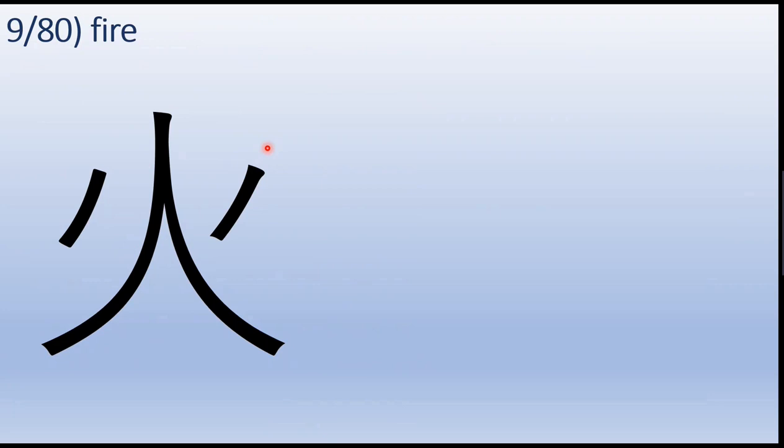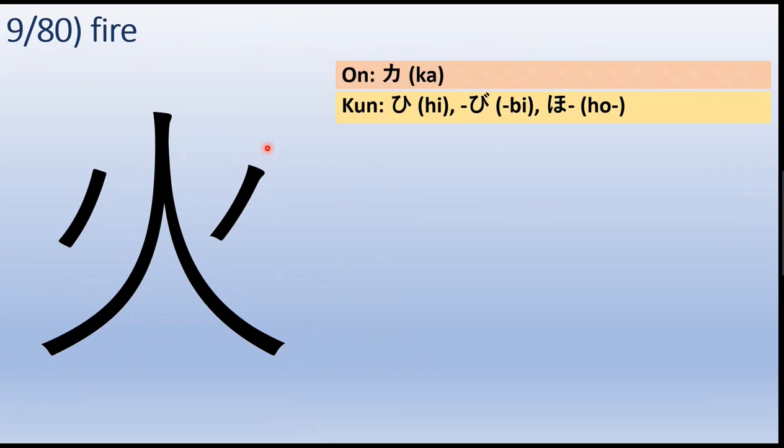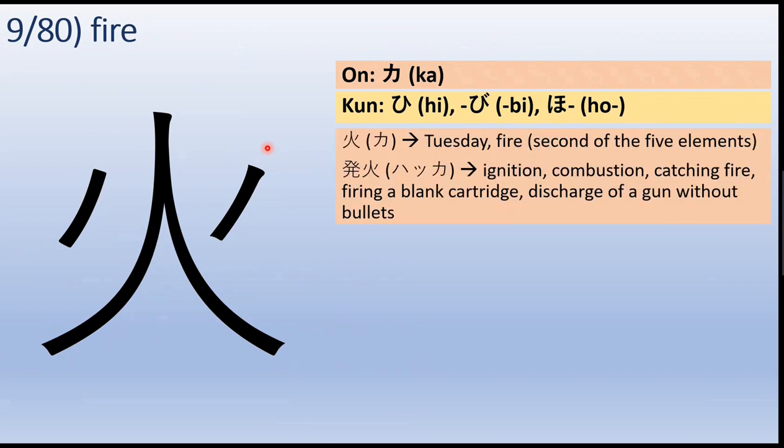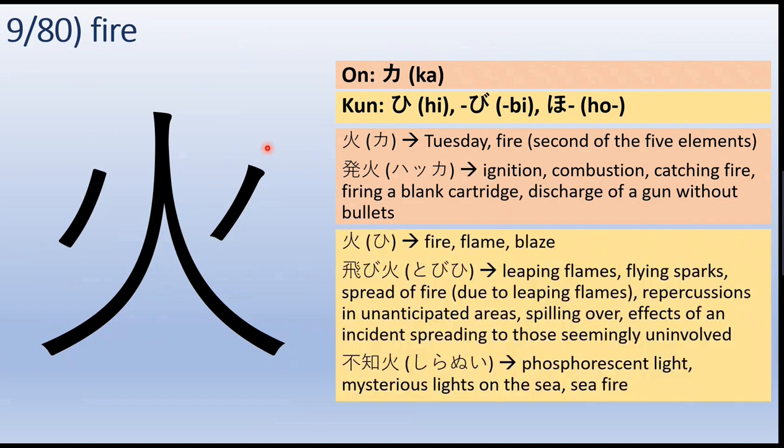Next is the fire radical. In On'yomi, we have Ka. In Kun'yomi, we have He, Bi, or Ho. Ka means fire, the second of the five elements. It is also used to represent Tuesday. We have Hakka, meaning ignition, combustion, catching fire, firing a blank cartridge, discharge of a gun without bullets. In Kun'yomi, we have He as fire, flame, or blaze.